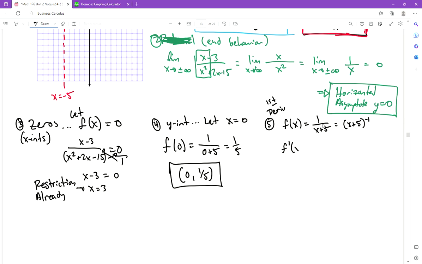So the chain rule tells me I can move the negative 1 to the front and then still have x plus 5. Minus 1 from the power would be negative 2. And then times by the derivative of the inside, the x plus 5 derivative. Well, the derivative of x plus 5 is 1. And so this simplifies real nicely. That is our first derivative.